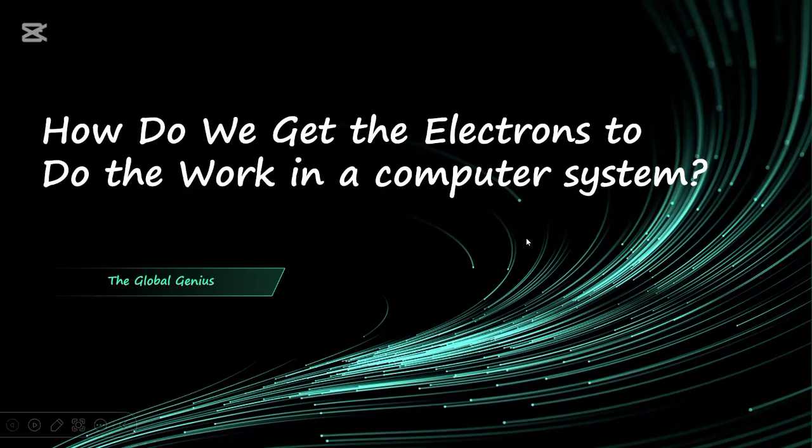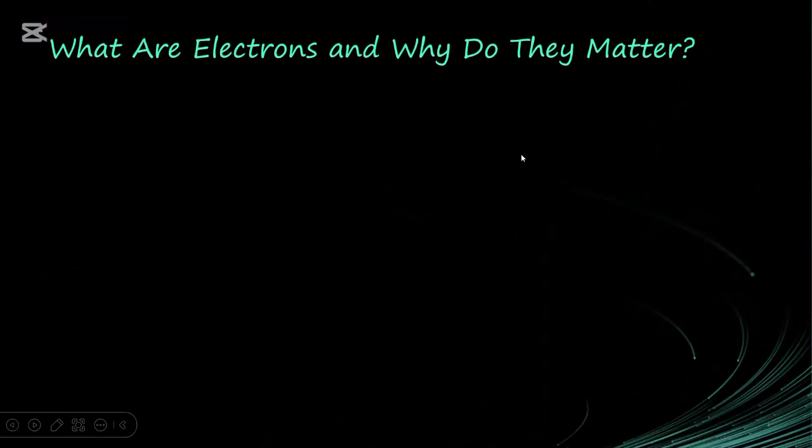So, how do we get electrons to do the work in a computer system? Because it's actually electrons that do the job. So how do we do this? Let's take you through this journey and show you how this thing works. So what are electrons and why do they matter?